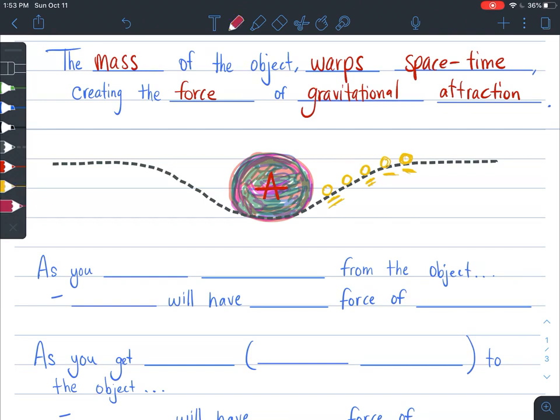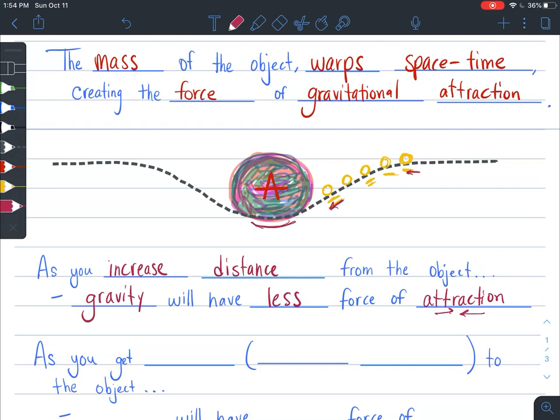So what we find then is that as you increase the distance, meaning that you get further from our Sun A here, as you increase the distance from the object, gravity, that force of gravity, will have less force of attraction. Remember, it is a force of attraction. So we're going to continually write that in there to remind ourselves that's a force of attraction. So this object would be less attracted to planet A than this object would be, because this one here, we'll call this planet Z and planet Q.